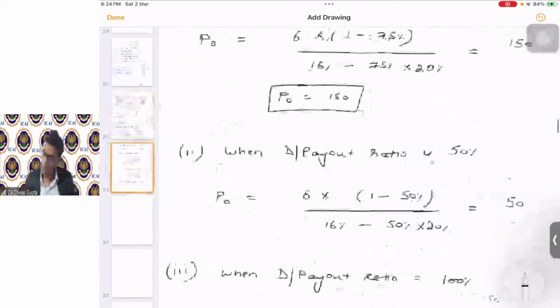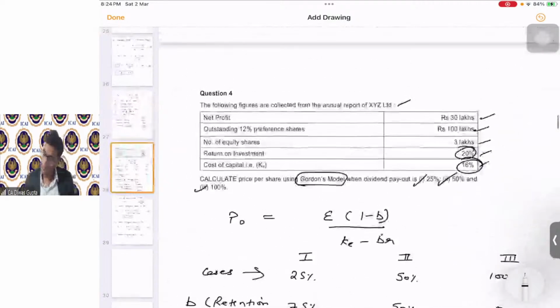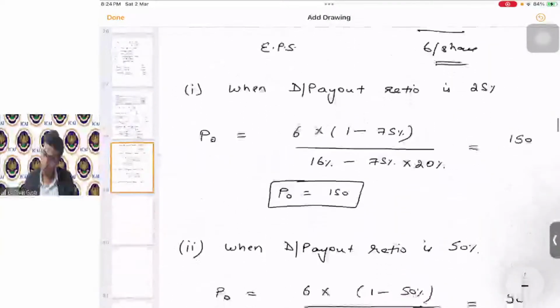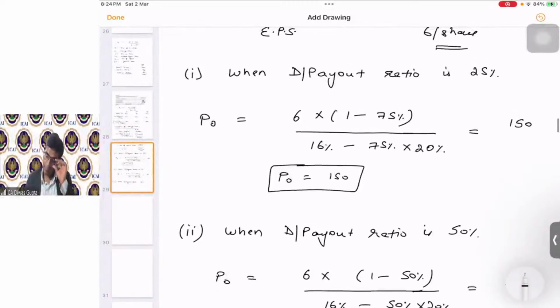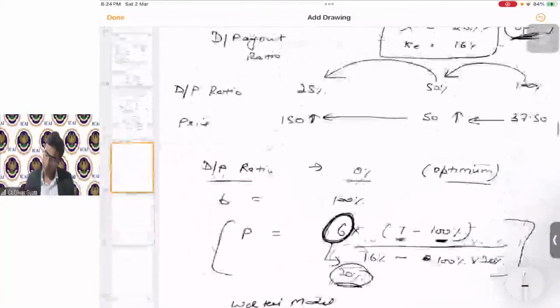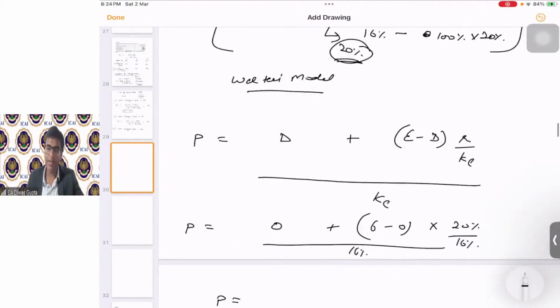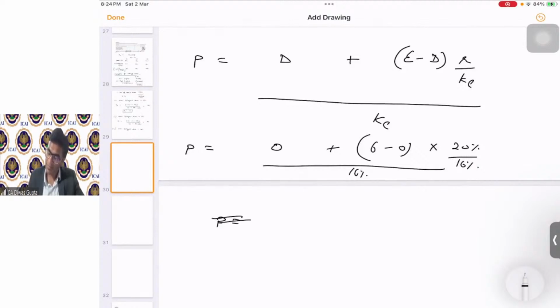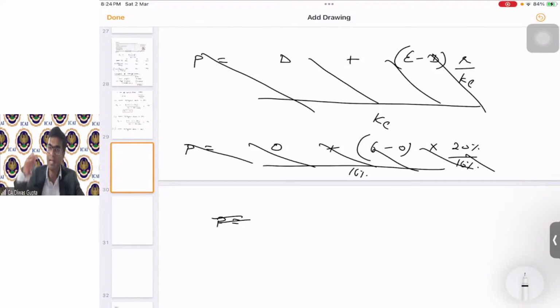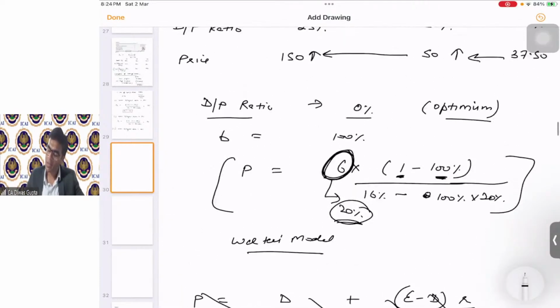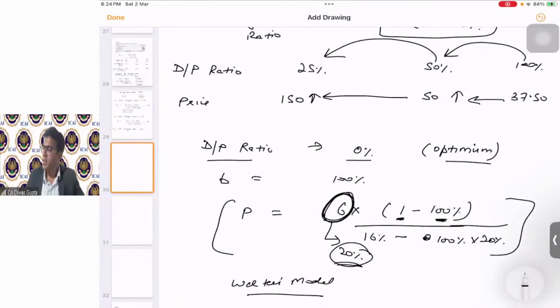Is there something wrong that we did? Wait, actually, we cannot use even Walter's model to compare both the Gordon's and Walter's model because both of them have different formulas altogether, right? So students, I request all of you to please ignore this calculation, because the above calculations have been done on the basis of Gordon's model.